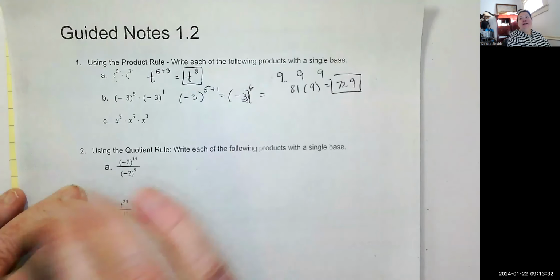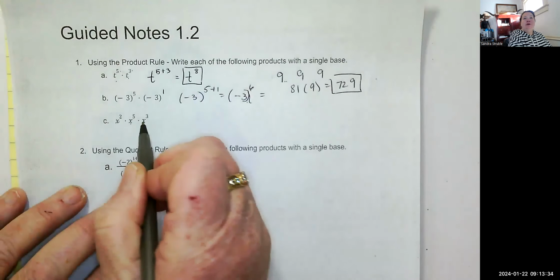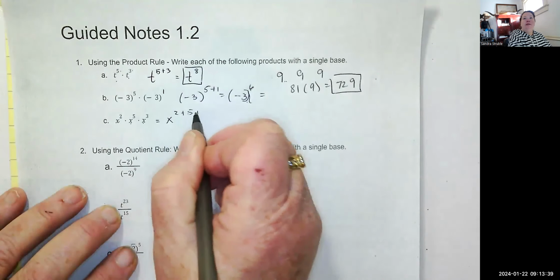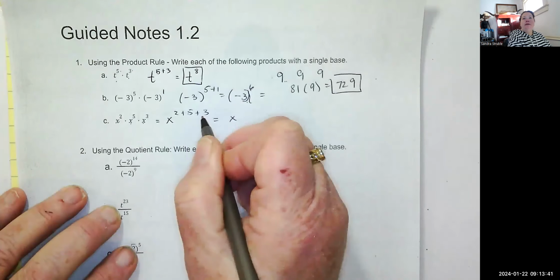The main thing is that you get this part right here, that if the bases are the same, you can add the exponents. That's what I want you to get from this. Here, the bases are all the same, so we're just going to add the exponents. So x to the 2 plus 5 plus 3 is x to the 10th.